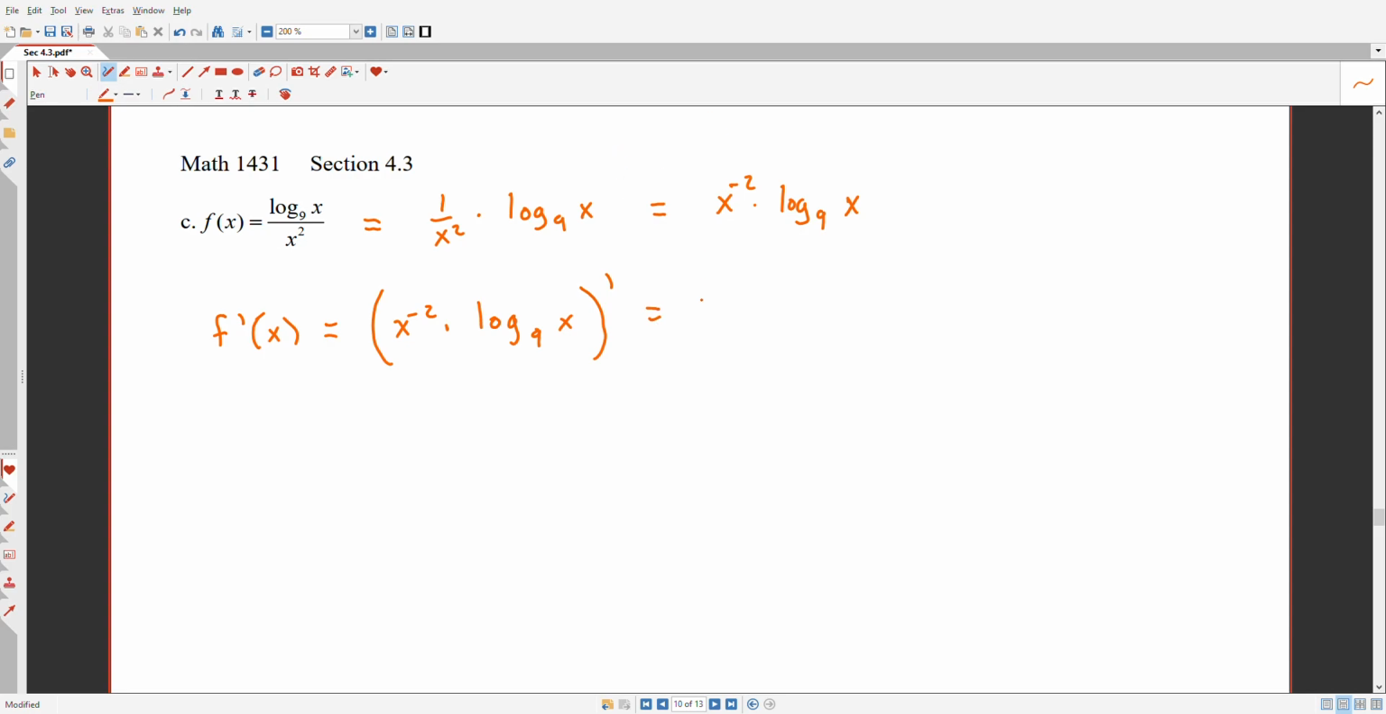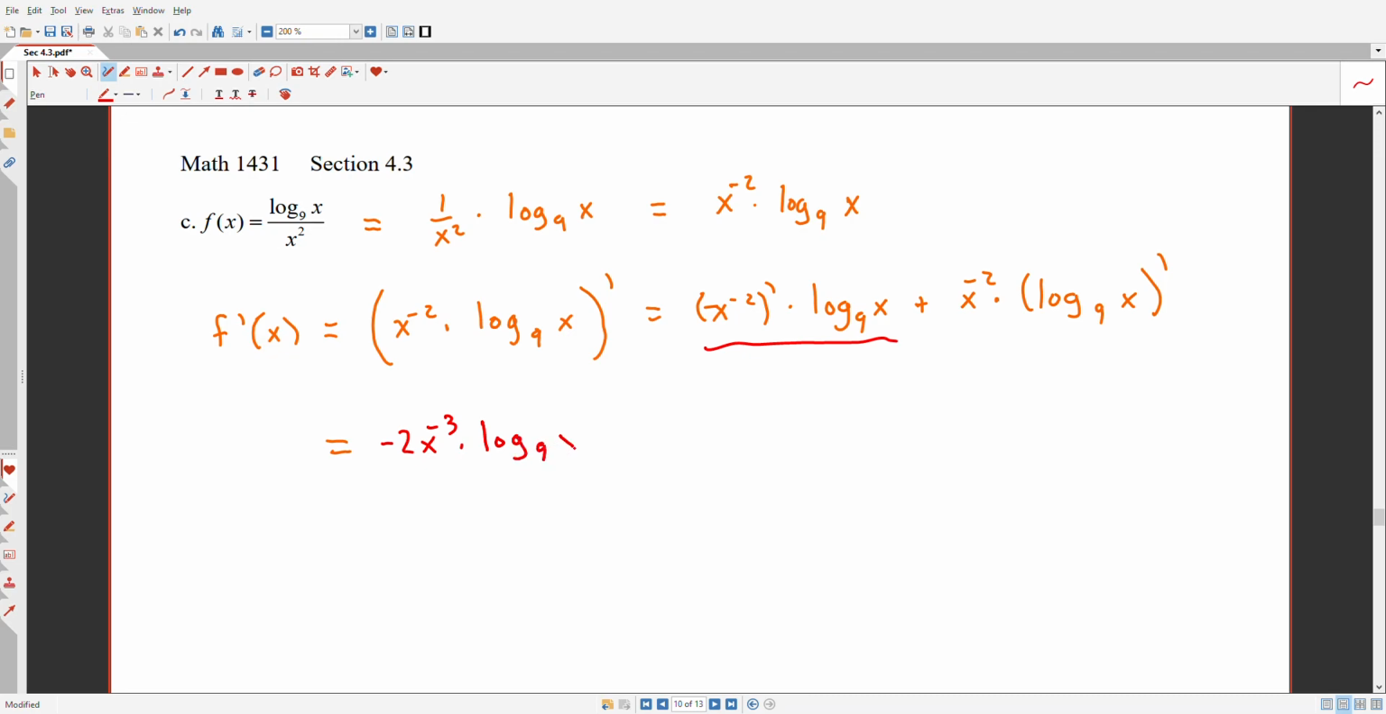So I get the derivative of x to the negative 2 times log base 9 of x plus x to the negative 2 times the log base 9 of x, all differentiated. And maybe I can color code. Let's see, we'll underline this one in red. So that first term, I bring the negative 2 down, and I subtract 1 from the power. So that's just my power rule that we're probably all really familiar with now.